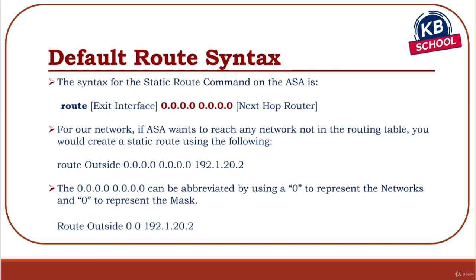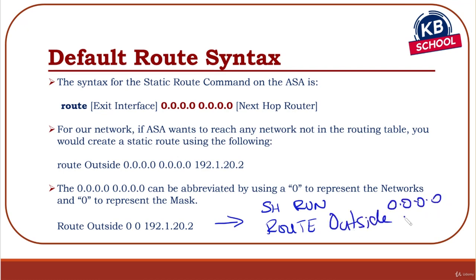So I could technically write the command as route outside 0 0 192.1.20.2. Although I write it like that, when you check your running config, you will see it still displays the default route in its full form, which is going to be route outside 0.0.0.0 0.0.0.0 and the next hop. So the whole thing will be there. It would not abbreviate it in the running config. You'll see the full form over there.